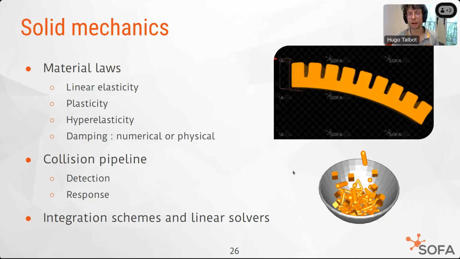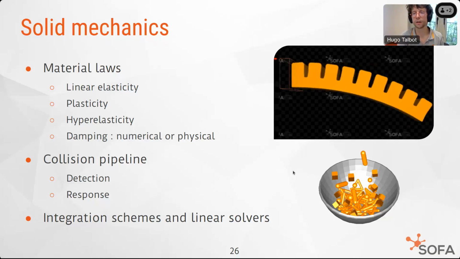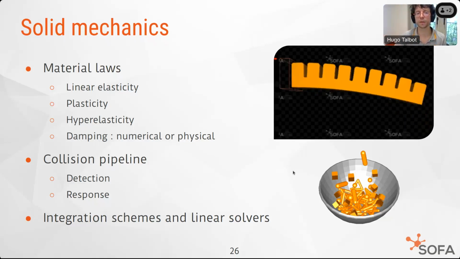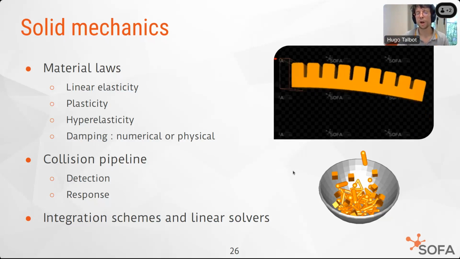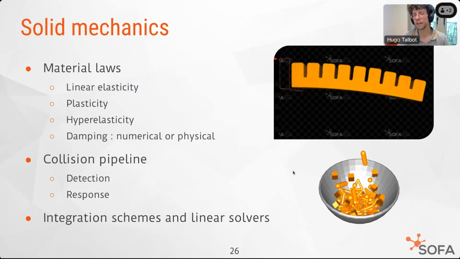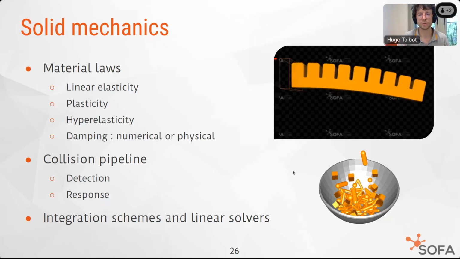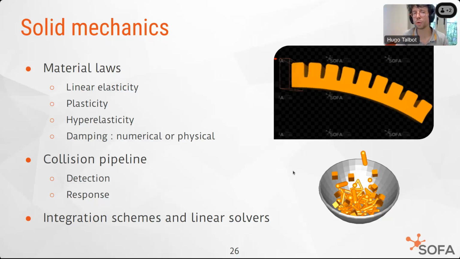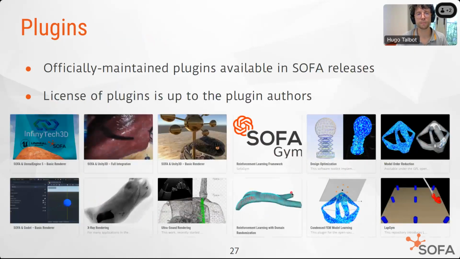There is a collision pipeline that comes automatically with SOFA, allowing you to detect collisions and to define how to respond when a contact point is detected. A set of integration schemes: implicit, explicit, and semi-implicit too, and linear solvers, iterative solvers, direct solvers with various sets of factorization too. So I would say the usual toolbox for solid mechanics and mechanical simulation. So that's for the core features of SOFA.